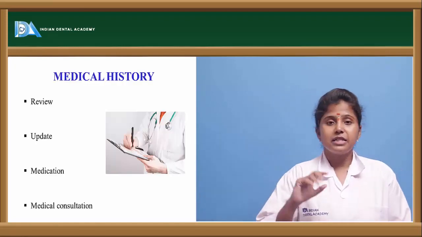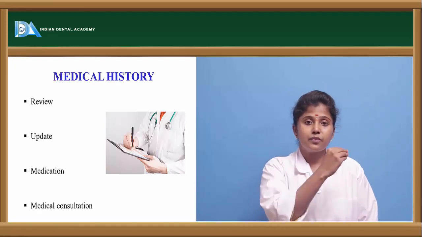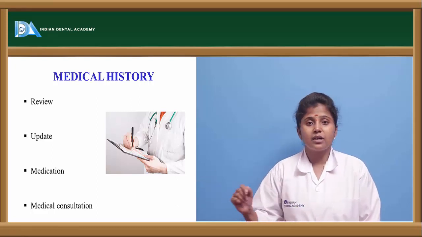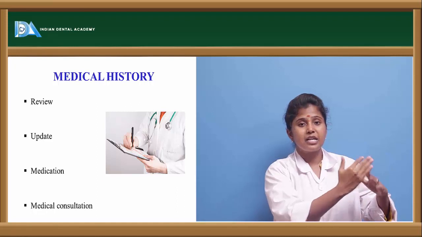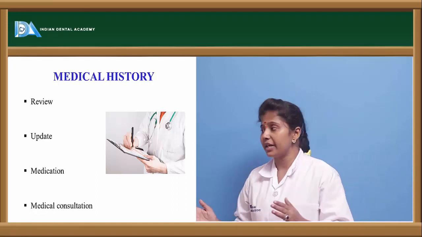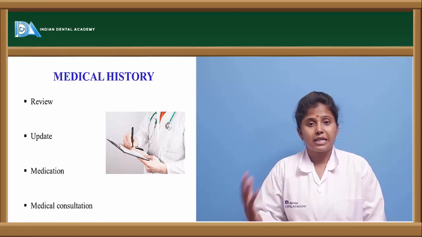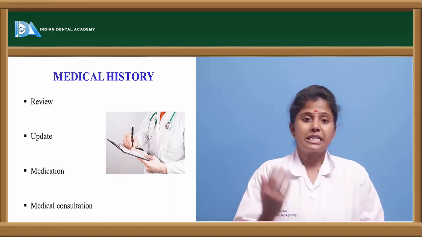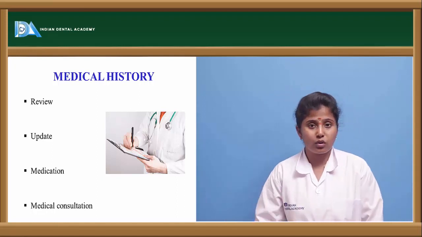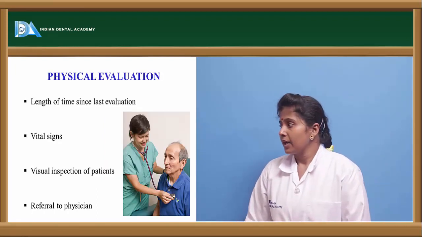Now the medical history: what do we have to take into consideration? First we have to review, taking the history from the person, what medical history he has, and update. We need to update what medication he was previously taking, and if he is not feeling better with that medication, how we can give better medication for that person. Medication should be given with medical consultation. If he is suffering from a CNS-related disorder, we need to give medical advice to consult a particular doctor in order to reduce the risk to his life. Then physical evaluation.